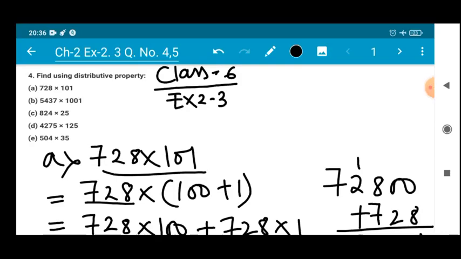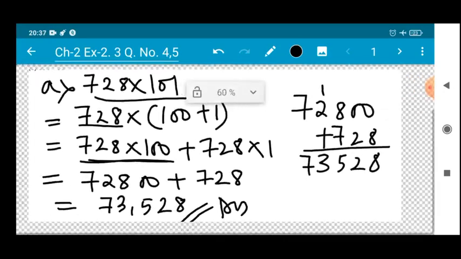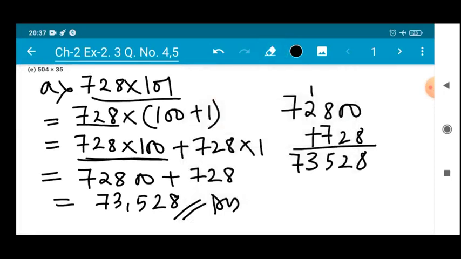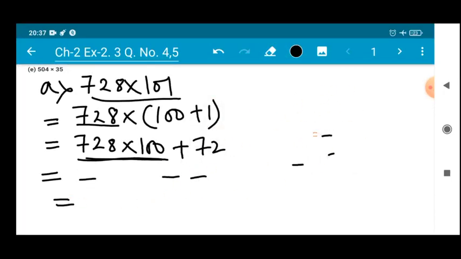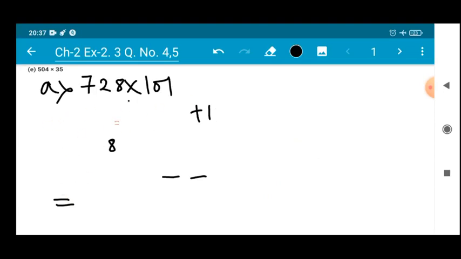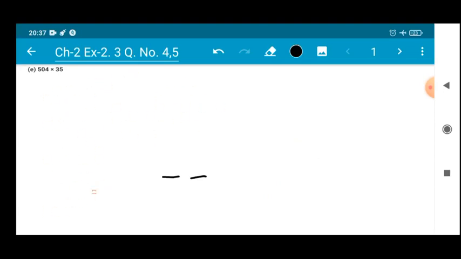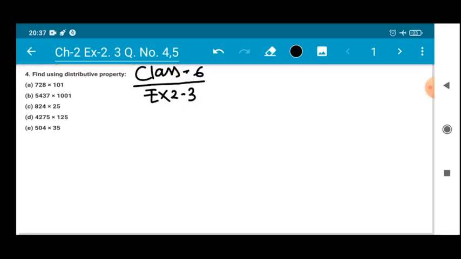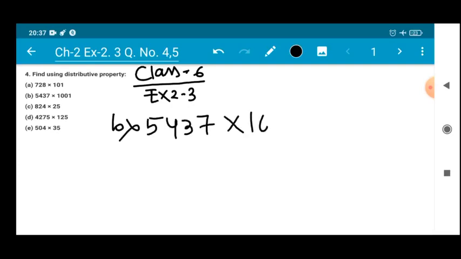Similarly, we will be doing question number B, 5437 into 1001. I hope you have understood this. I'm erasing this part. I want you all to copy along with me, because when you do so, you will understand what I'm doing. Still having a problem, you may rewind the video and check where the problem is. The question is similar here. What we have to do is, of course, the easier number should be broken down. The number which is in the simple form should be broken down.